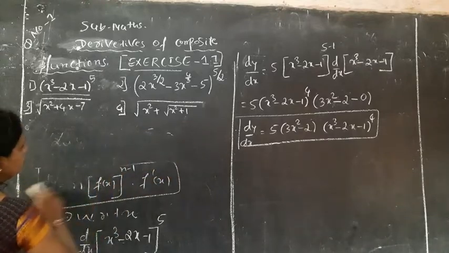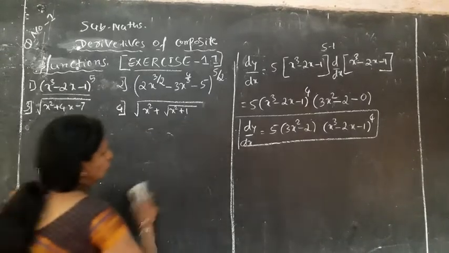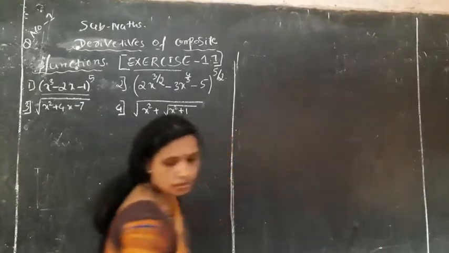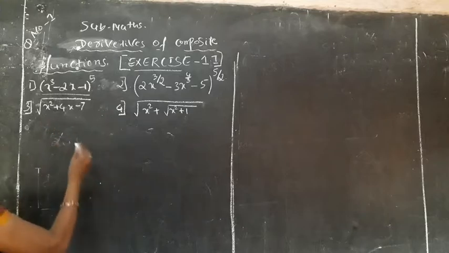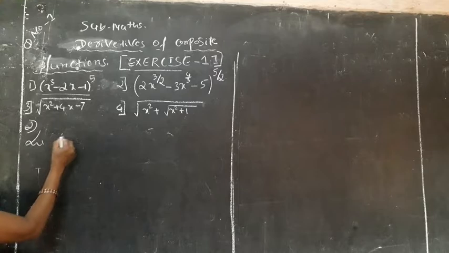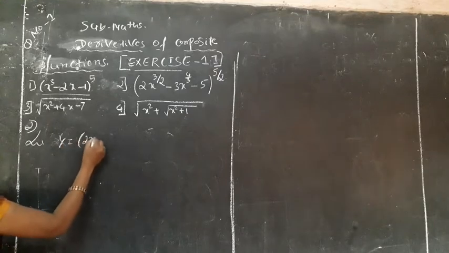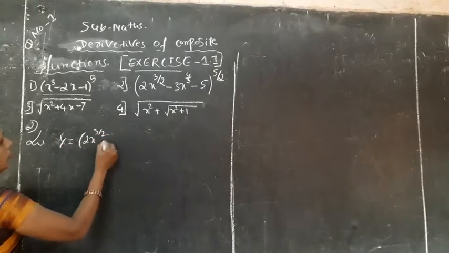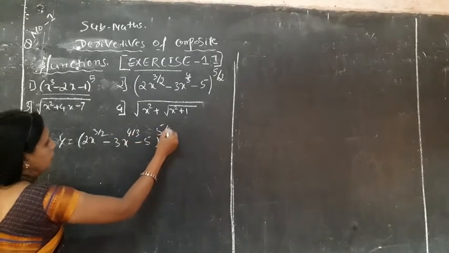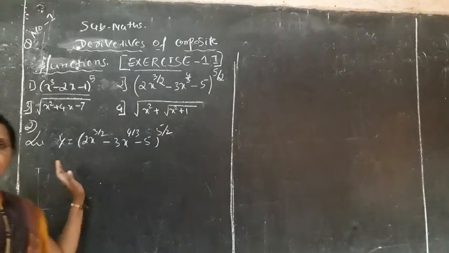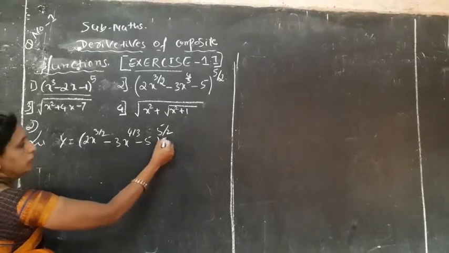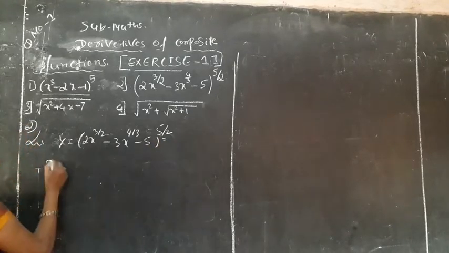Next, consider the second example. The second example is, define let y equal to 2x raised to 3 upon 2 minus 3x raised to 4 upon 3 minus 5 raised to 5 upon 2. In the previous example I told the formula, so apply that formula here. Here n equal to 5 upon 2.